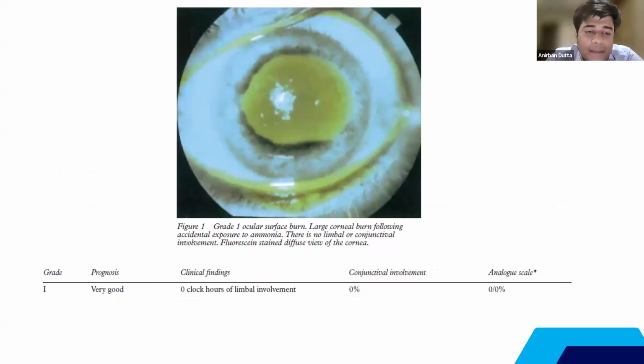So this is an example of what a grade 1 ocular surface burn will look like in Dua's. Dua's classification is very important because nowadays we follow this for grading our chemical injuries in most centers across India at least. In grade 1, the patient will have an epithelial defect. On fluorescein staining, the epithelial defect can be seen. However, there will be no limbal or conjunctival involvement. The prognosis in these patients is very good. So this is known as a grade 1 Dua's.